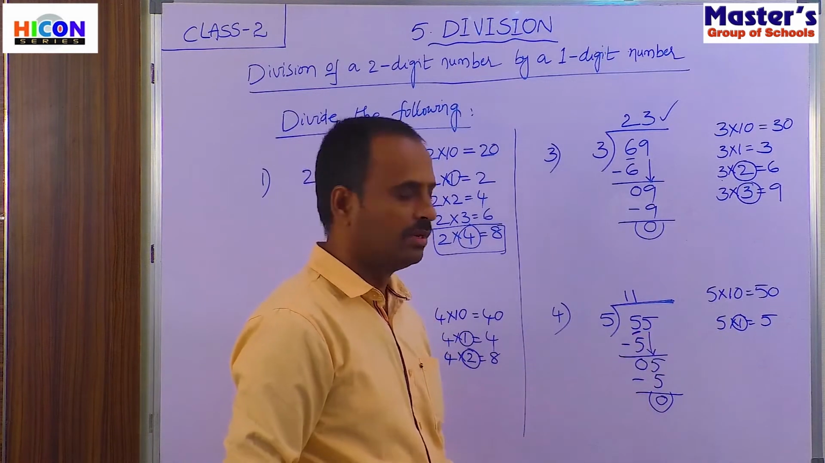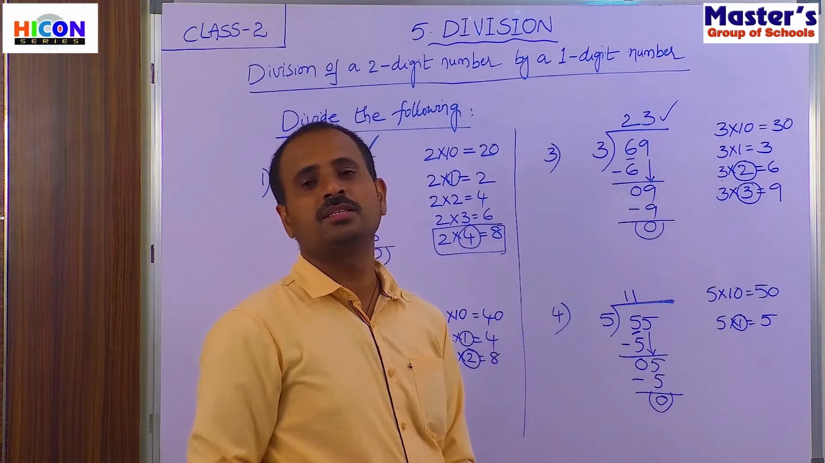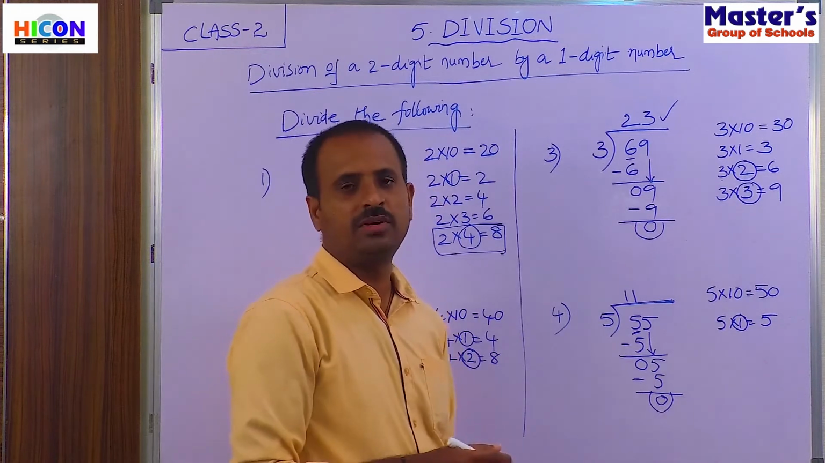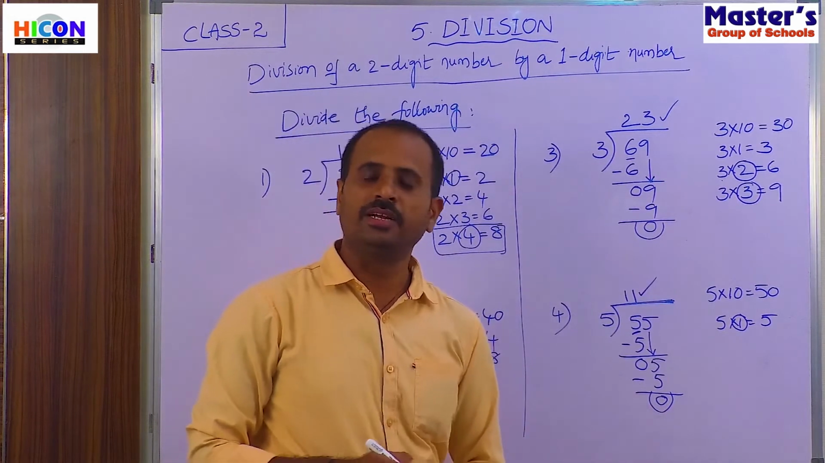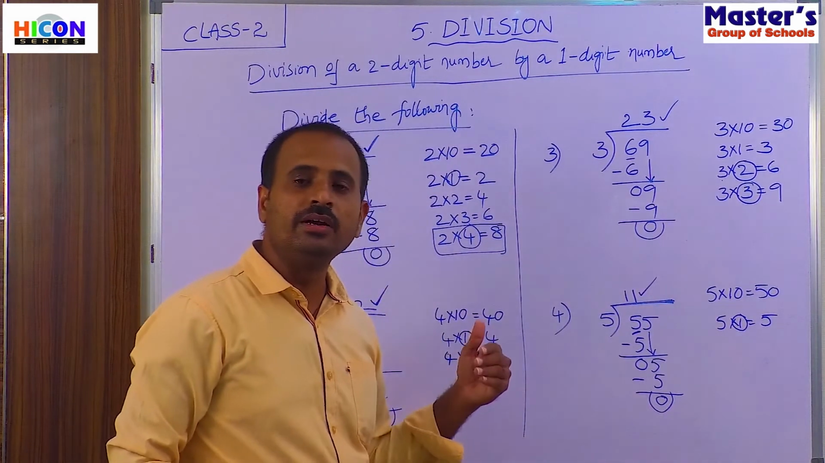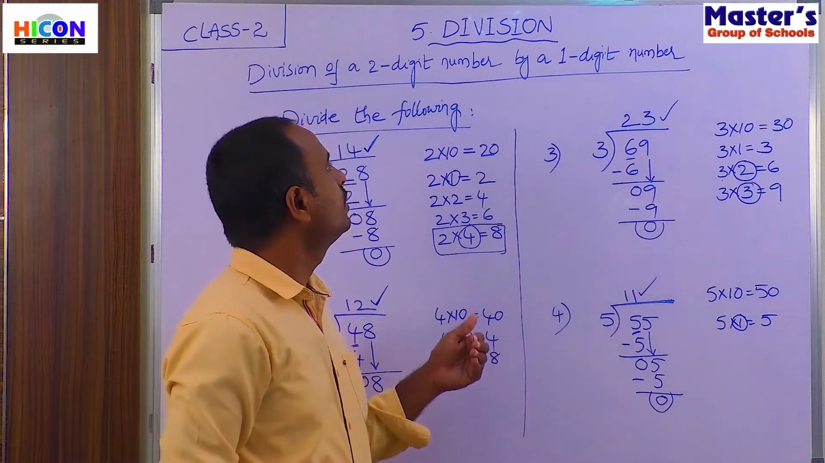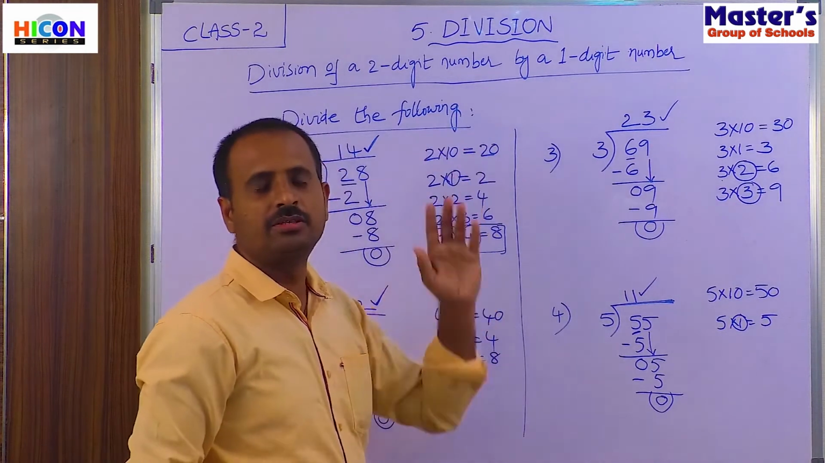Only there are 2 digits. So the division is completed. What is the answer? The answer is the quotient. What is the quotient here? 11. So the answer is 11. So children, in this way, we can do the division of a 2-digit number by a 1-digit number.